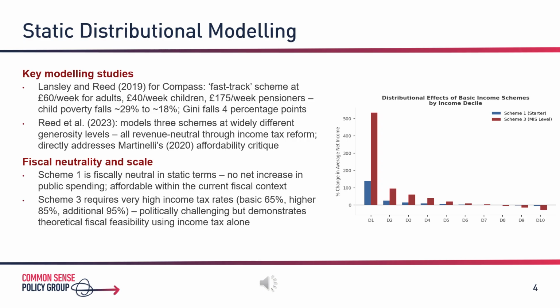The funding mechanism for Scheme 1 is worth understanding in detail. The basic income payment replaces child benefit and the state pension. For those receiving it, those benefits are abolished. The additional cost is met by abolishing the income tax personal allowance, so everyone pays tax from their first pound of income, and by increasing all income tax rates by 3 pence in the pound. The abolition of the personal allowance is progressive when combined with the basic income payment, because higher earners lose a larger tax-free amount but receive the same basic income as everyone else.